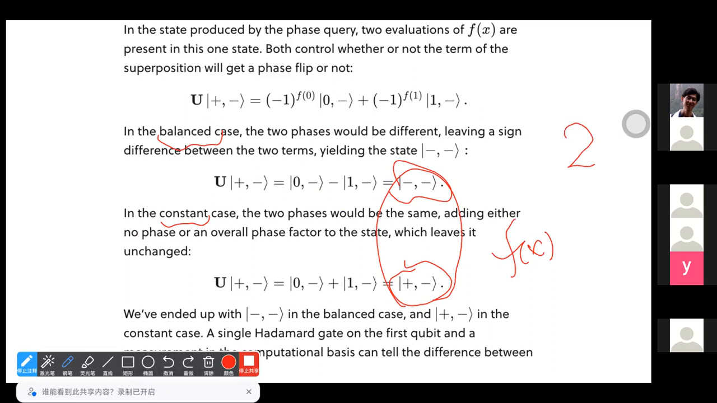If you extend this problem to n bits, the classical algorithm will take 2 to the power n times to determine whether fx is balanced or constant, while the quantum algorithm will only cost one time.